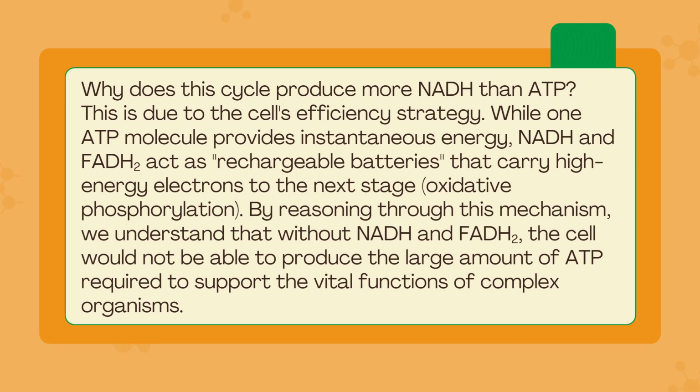Why does this cycle produce more NADH than ATP? This is due to the cell's efficiency strategy. While one ATP molecule provides instantaneous energy, NADH and FADH2 act as rechargeable batteries that carry high energy electrons to the next stage, oxidative phosphorylation. By reasoning through this mechanism, we understand that without NADH and FADH2, the cell would not be able to produce the large amount of ATP required to support the functions of complex organisms.